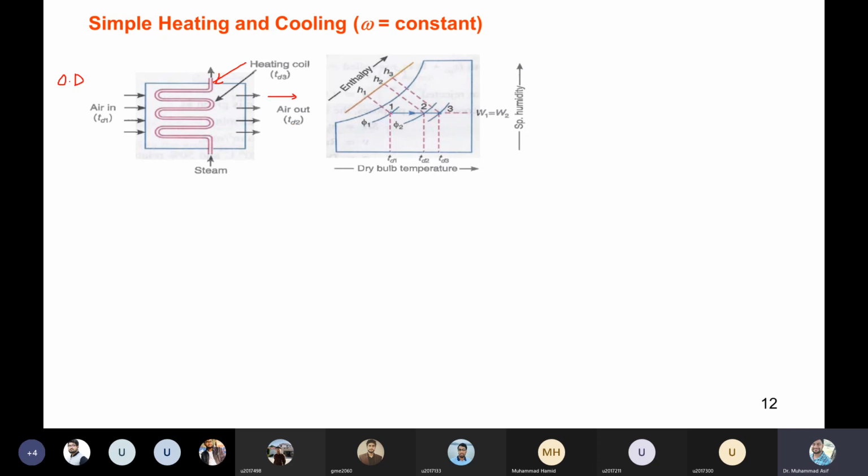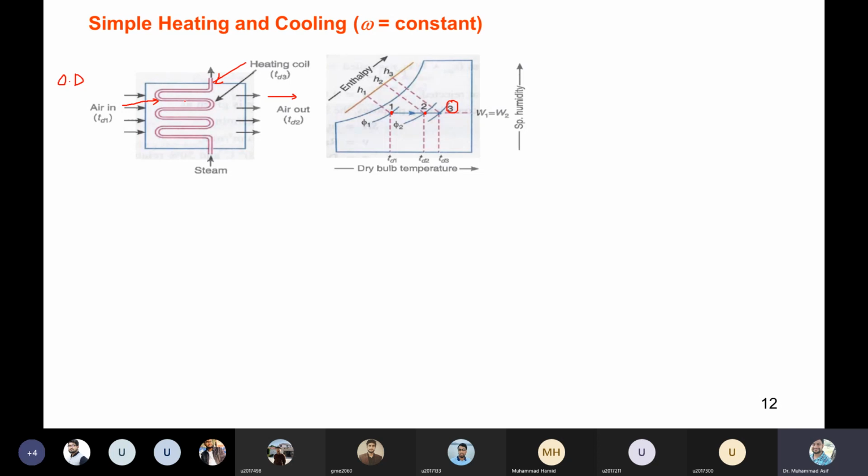If we know any two properties, say the phi value and the dry bulb temperature, then we can locate that point on the psychrometric chart, and the horizontal line represents just a heating process from 1 to 2. You are just increasing the dry bulb temperature. The T is basically the surface temperature of the coil. The air cannot reach the surface temperature of the coil; the temperature of the outgoing air will always be less than the surface temperature of the heating coil.